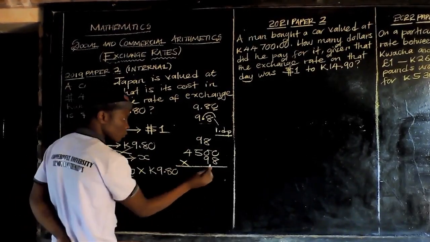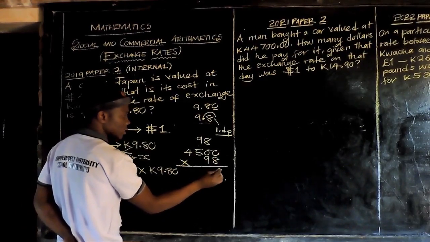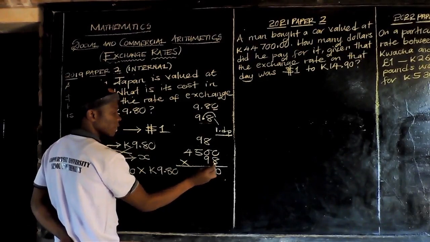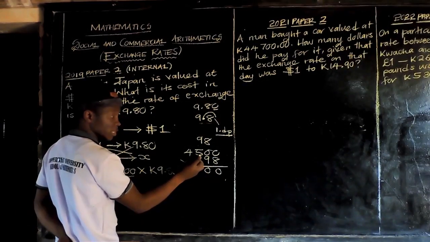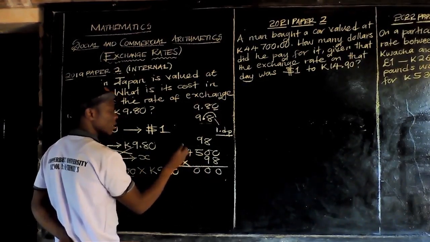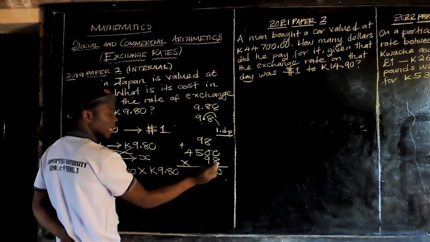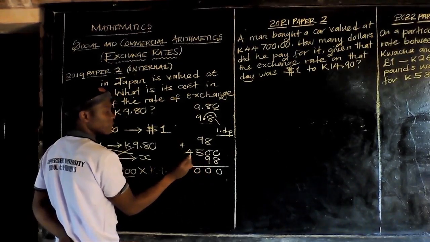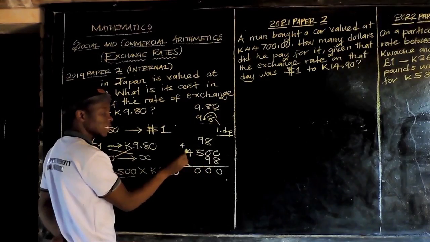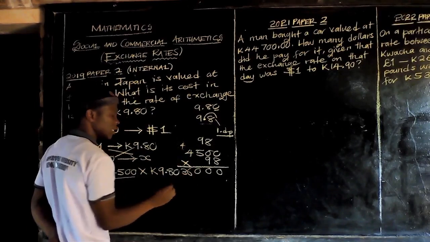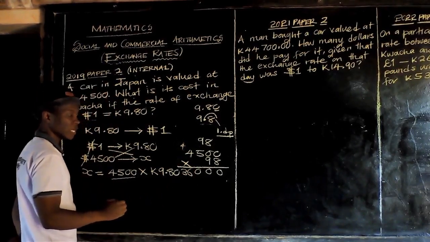So 0 times 8, 0. 0 times 8, 0. Now 8 times 5 is 40. So 0, carry 4. Take note. 8 times 4, 32. What is 32 plus 4? 36. Is it okay? You've seen, guys, right?